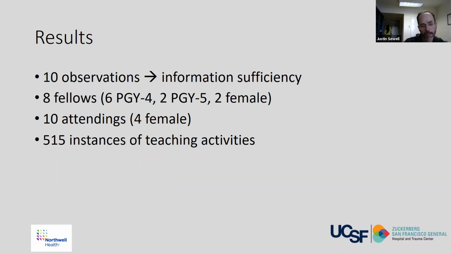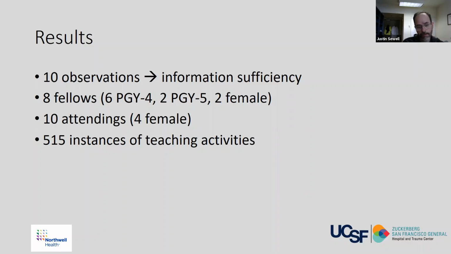So I observed 10 colonoscopies, and you might feel that that's a small number, and indeed it is. But after 10, we reached information sufficiency. For those of you who are not familiar with that term, it simply means we stopped seeing new things when I observed colonoscopy, stopped hearing new things with the interviews, and just kept having more of the same. And so we felt that at 10 observations it was adequate.